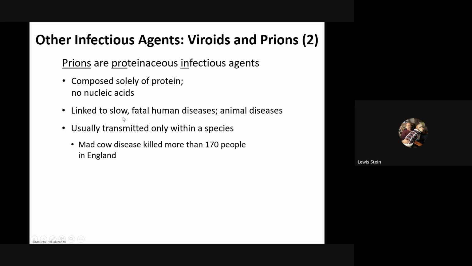Slow, 2 to 10 years from the onset of the infection. Fatal, always. Diseases that affect humans and animals. And this is the caveat to that. And as you can see, they're always fatal. They're slow, average 2 to 10 years. Consistently, the damage is to the brain that we can see.